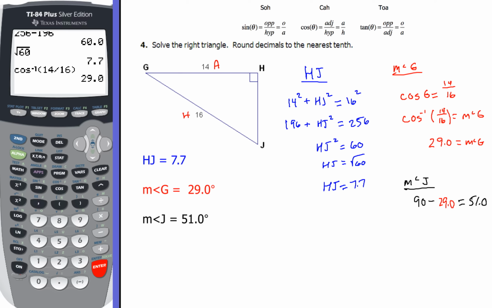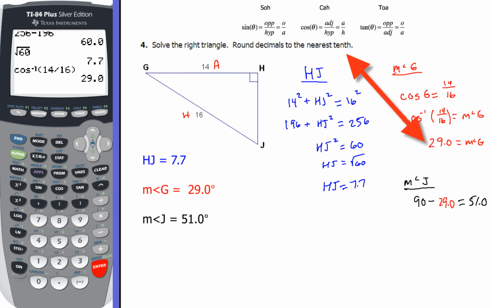To find the measure of angle G, we're just going to use our trig ratio of cosine of G being equal to 14 over 16 because we've got the adjacent and hypotenuse. And then our second step, that's where we go arc cosine of 14 over 16, whatever that ratio is. That'll give us a measure of angle G. Plugging that into our calculator, we get a nice even 29.0.